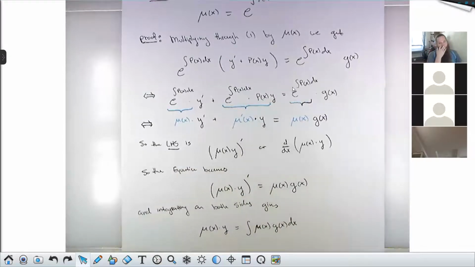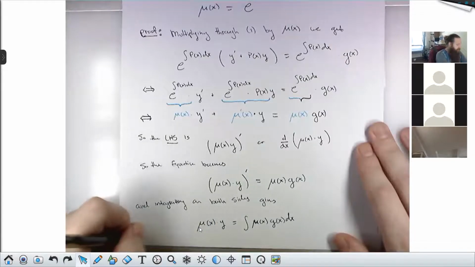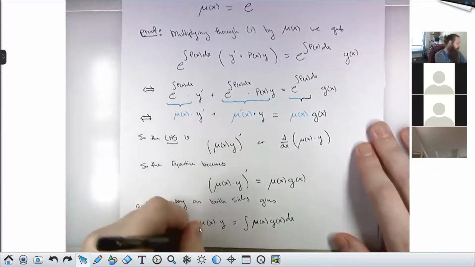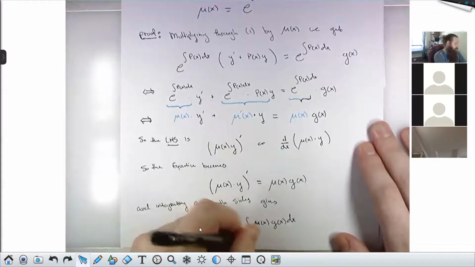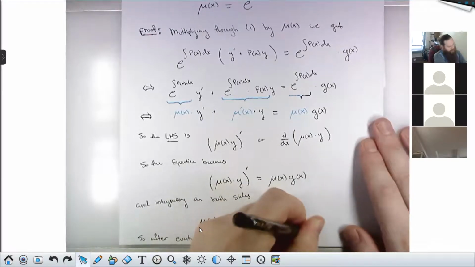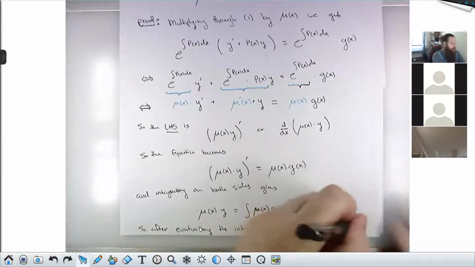And you could plug in the formula for mu, e to the integral of p of x dx, and then try to solve this for y. But really the idea is, now you've got just a y on the left multiplied by mu of x, so you can solve this for y. So after evaluating the integral, we can solve for y. That's it, that's the proof.